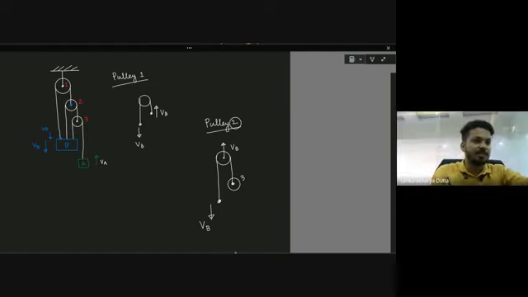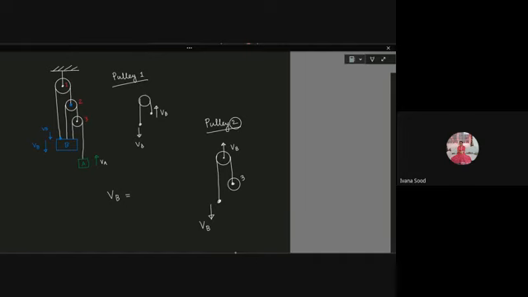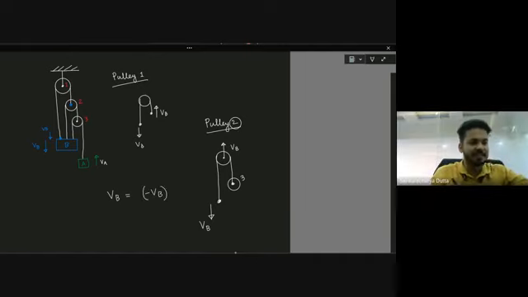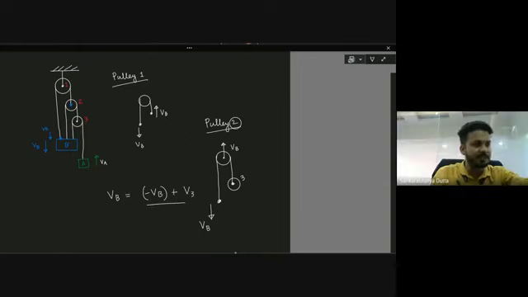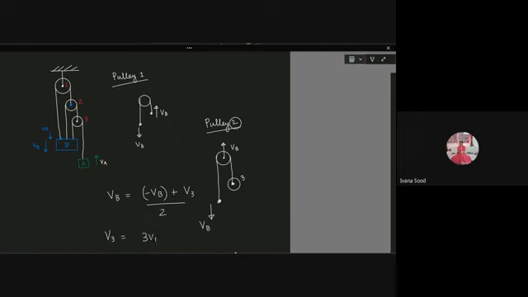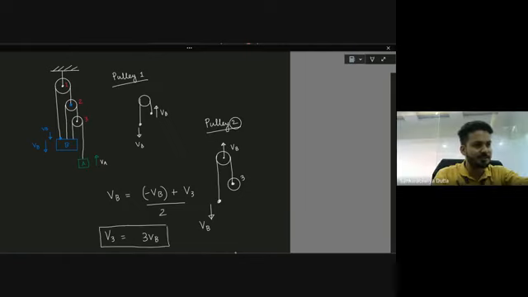Okay. So if I'm using the pulley formula here, the velocity of the pulley, which is VB, equals velocity of end, minus VB, because the left end is going downwards with VB, plus velocity of pulley 3, divided by 2. So from here, I get the velocity of the third pulley, which is 3 VB. Everyone is clear with this or not?